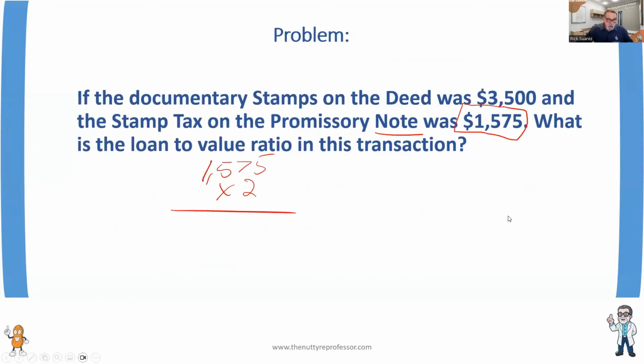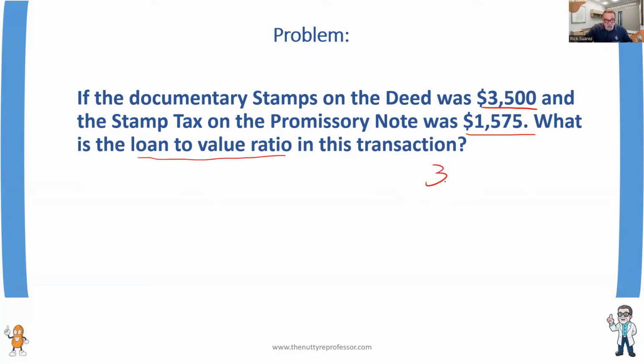I'm going to show you a problem here. Let me erase this. And here on this one, it says the documentary stamps on the deed is $3,500 and the stamp tax on the promissory note is $1,575. What is the loan to value in this transaction? So they're giving us the answer, right? So we don't know the sales price, right? So it's the sales price divided by 100 equals, we don't know, times 0.70 cents equals 35.